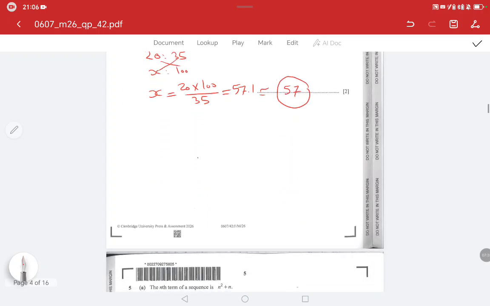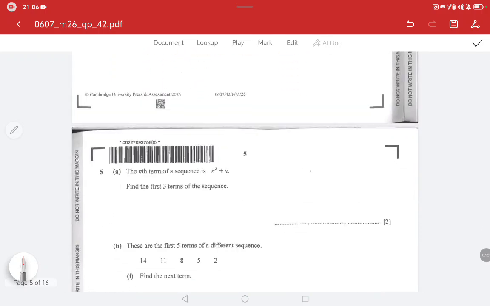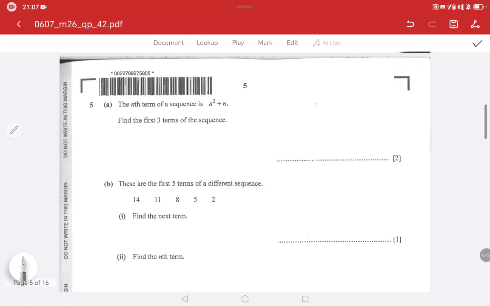Okay. Next one, sequences. The first sequence is a quadratic sequence. Find the first three terms of the sequence. First three terms means n equals 1, n equals 2, and n equals 3. It's just substitution. So 1 squared plus 1, so 1 plus 1, which is 2, and then 2 squared plus 2, so it's 4 plus 2, which is 6.